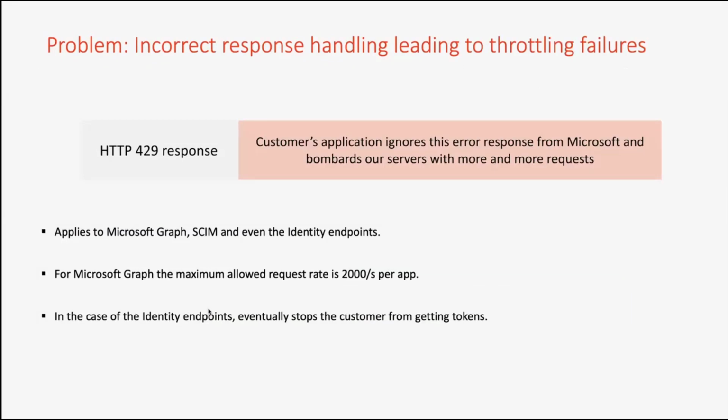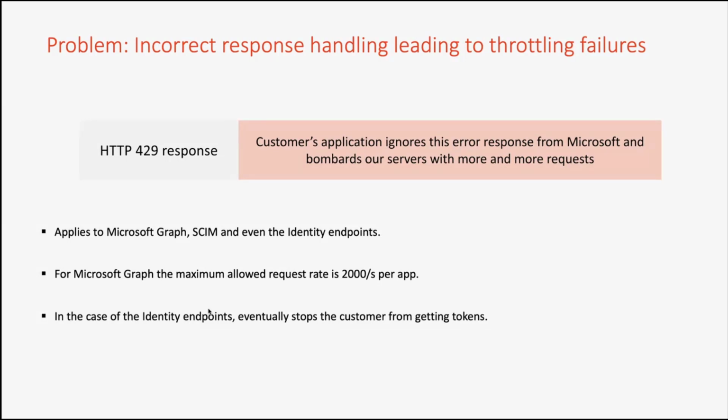Moving on to the next problem, where you have incorrect response handling leading to throttling failures. So what do I mean by that? This issue happens when the customer's application receives the HTTP 429, too many requests, response code, but then continues to make more requests. The 429 status code is a standard status code where the endpoint is trying to throttle you down. It is telling you that you are sending requests too fast.